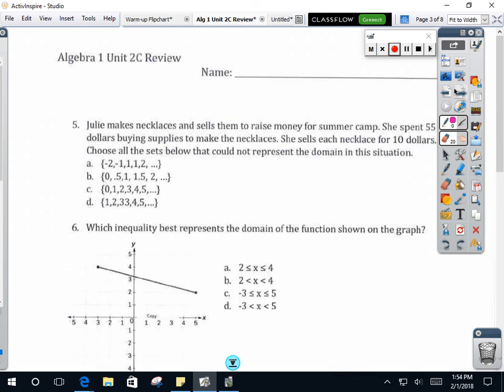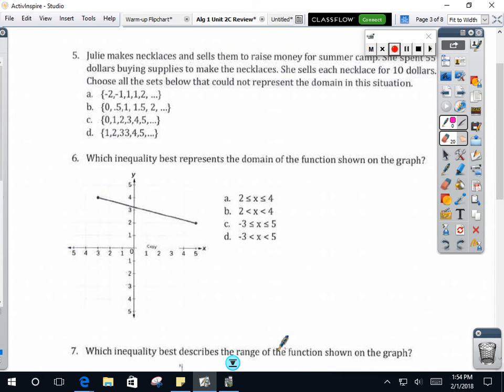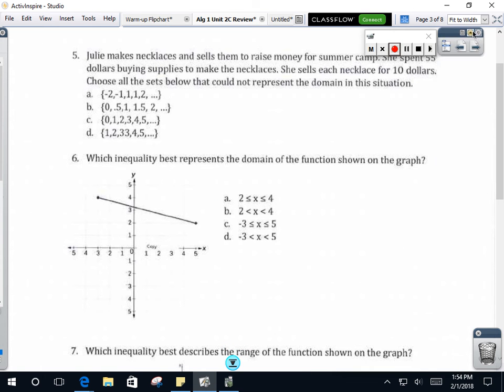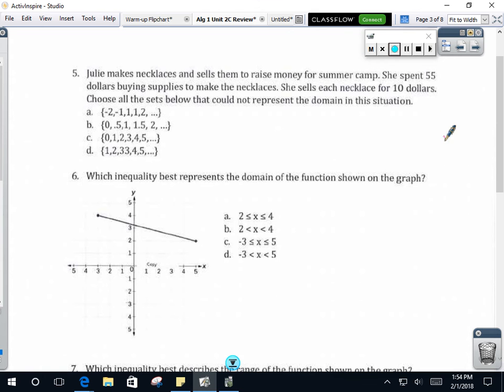All right, number 5. Julie makes necklaces and sells them to raise money for summer camp. She spent $55 buying supplies to make the necklaces. She sells each necklace for $10. Choose all the sets below that could not represent the domain.